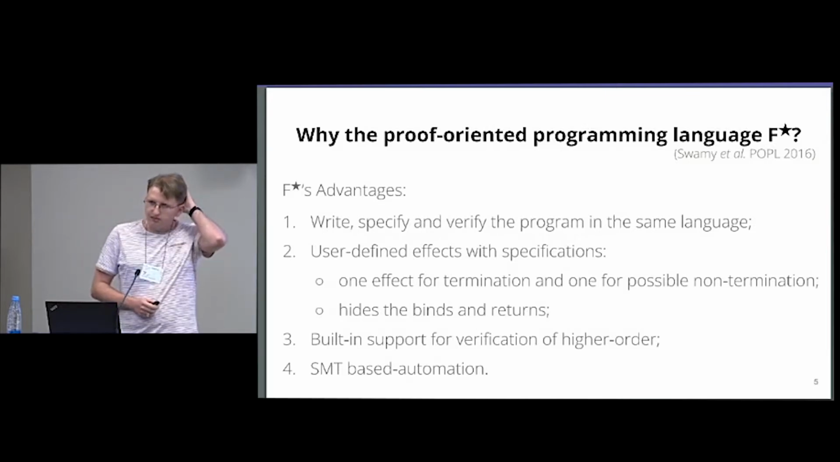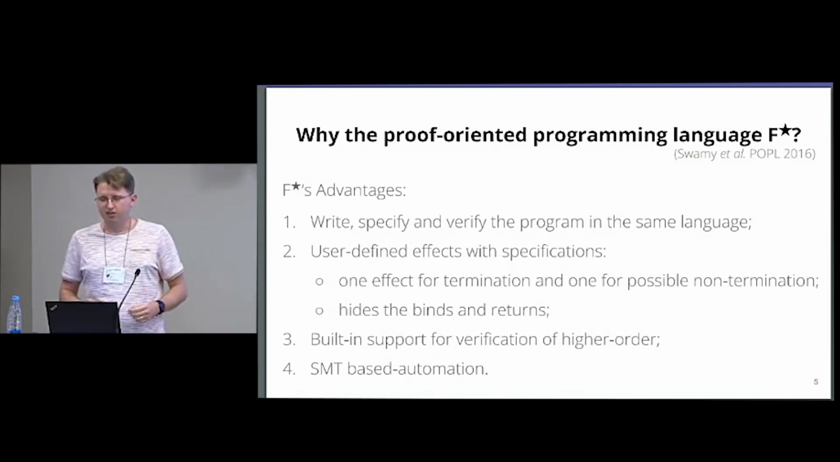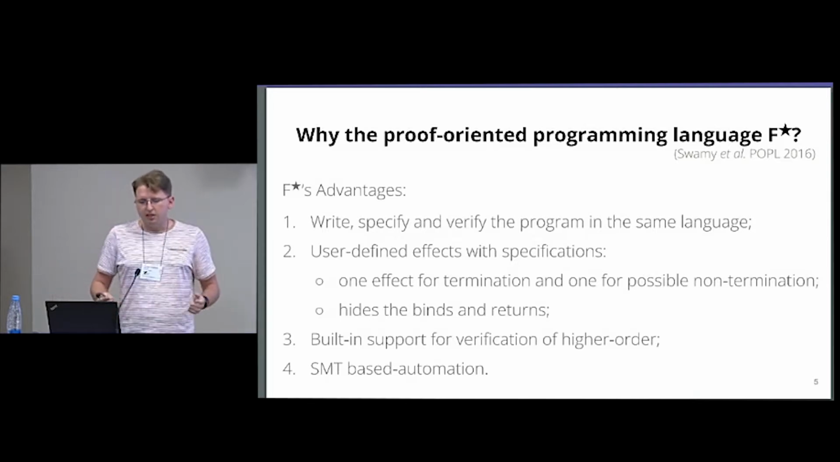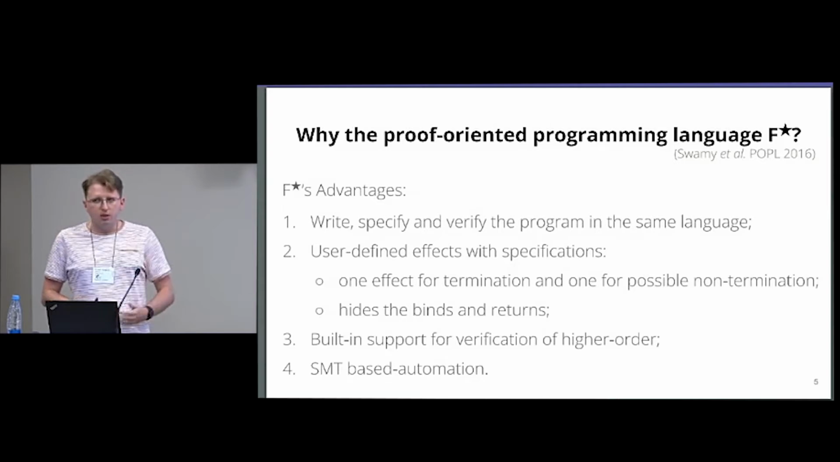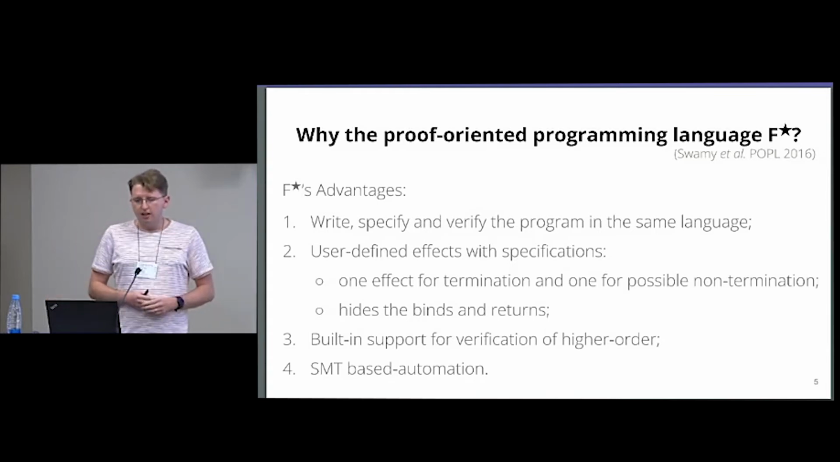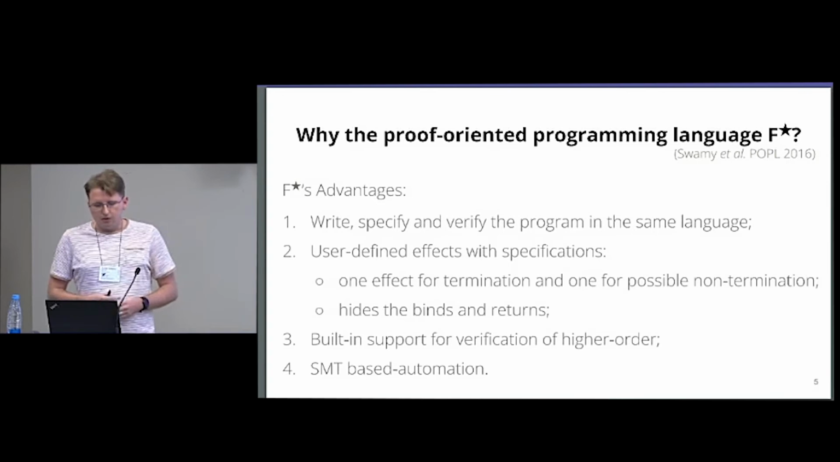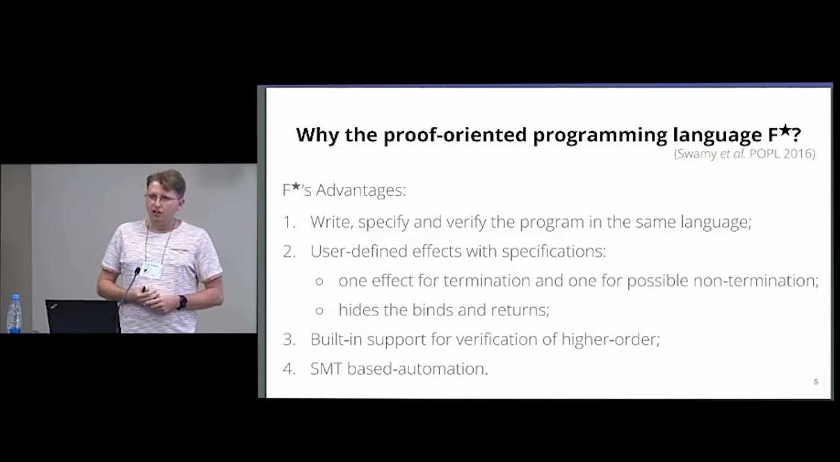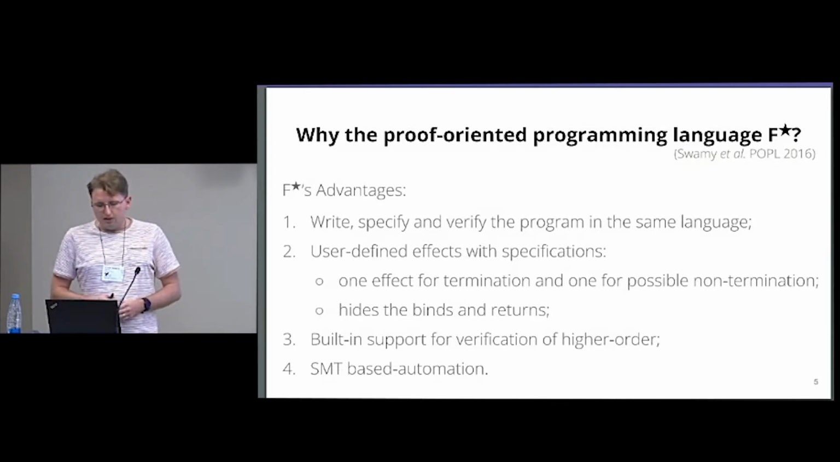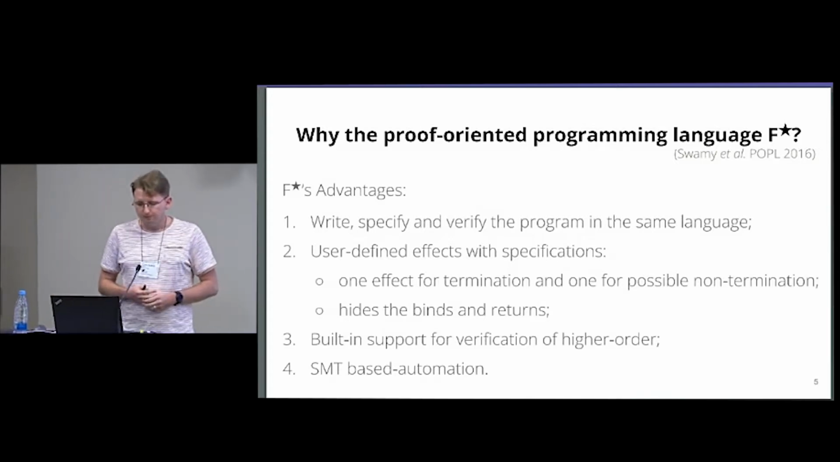So why F*? I mean, other people verify web servers in other programming languages, but F* has a few advantages. One is that we can write the web server, write the specification of the web server, and verify that the web server respects the specification, all in F*. Also, F* has a feature that lets us define effects with specification. So we define two effects, and it also hides the binds and returns. So the syntax of the web server is pretty nice.